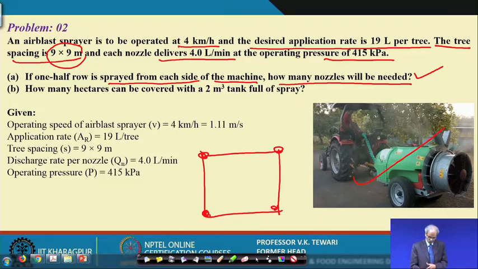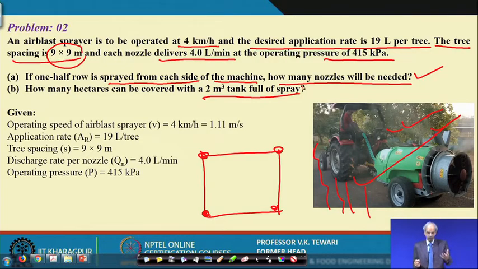You can see here that there are no plants here, plants are only on this side. So, if only this side is to be sprayed, how many nozzles will be required? Definitely when it goes into an orchard, there will be canopy on both sides, so it will have to spray on both sides, and once you know one side, you can just double it for the other side. Another aspect which is asked is, how many hectares can be covered if there is a 2 meter cube tank full of spray?